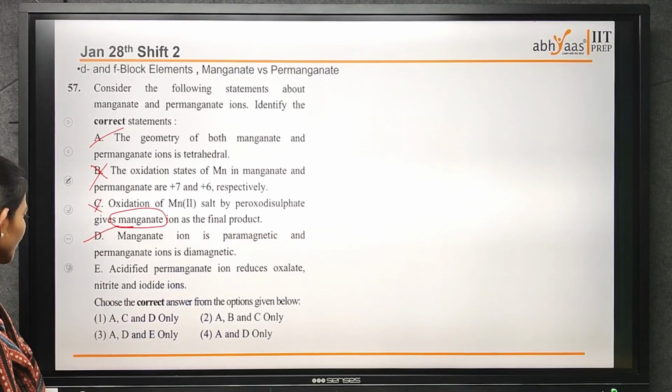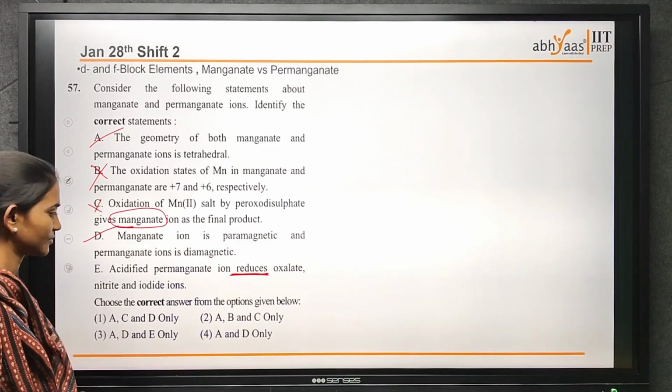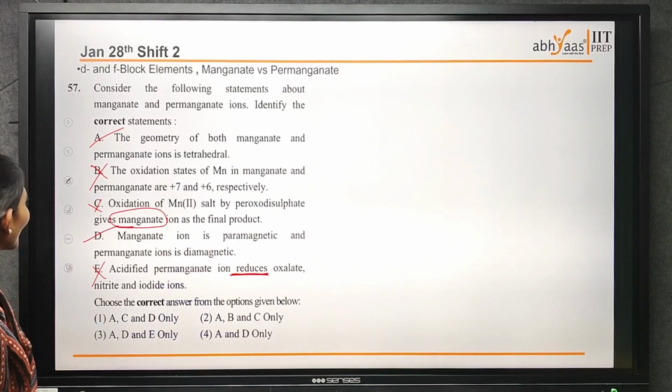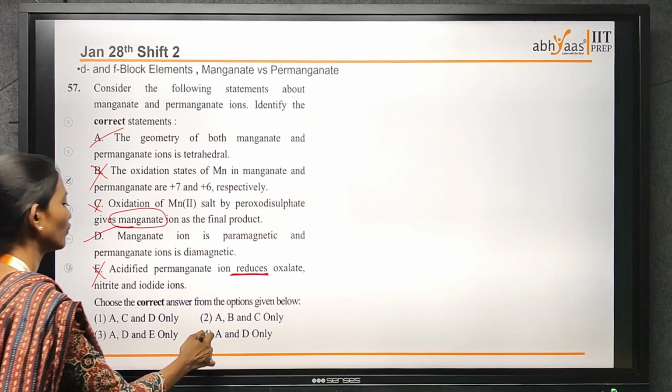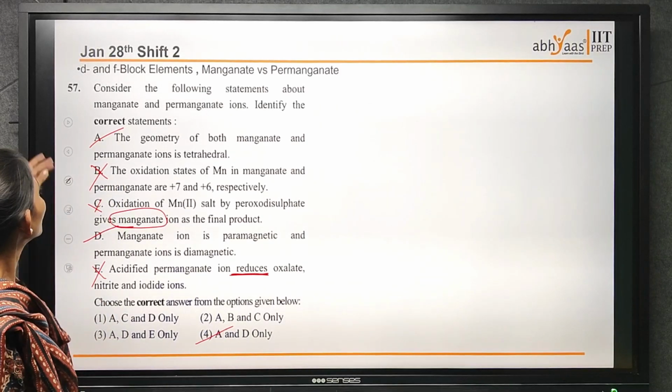Acidified permanganate ion reduces oxalate, nitrite and iodide ions. It is not going to reduce, it is going to oxidize. So this is also not a correct option. Hence the answer will be A and D. So 4 is your answer, right? Moving on to the next question.